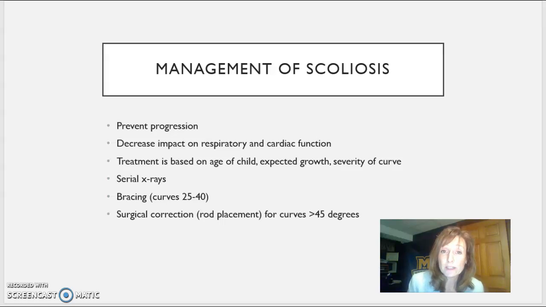Serial x-rays will be done. So x-rays will be monitoring the child's curve. Bracing usually occurs when the curve is between 25 and 40 degrees. A surgical correction or rod placement is usually done for curves that are more significant or over 45 degrees.